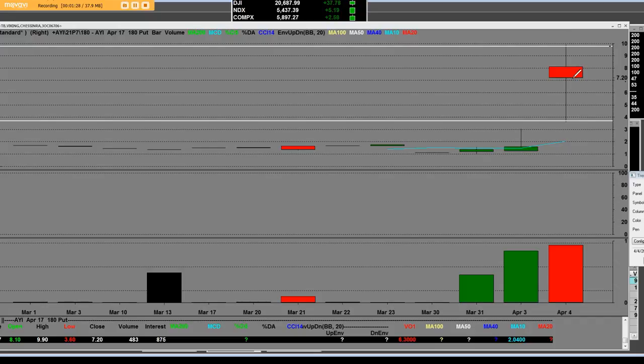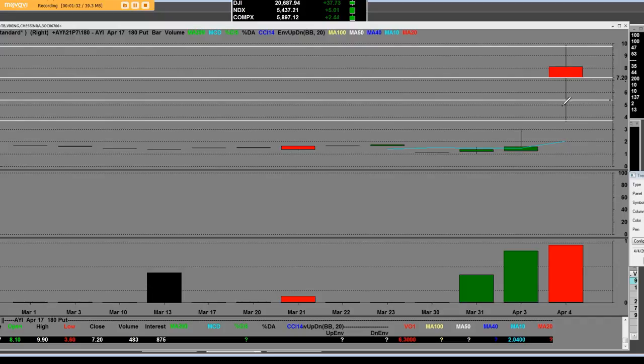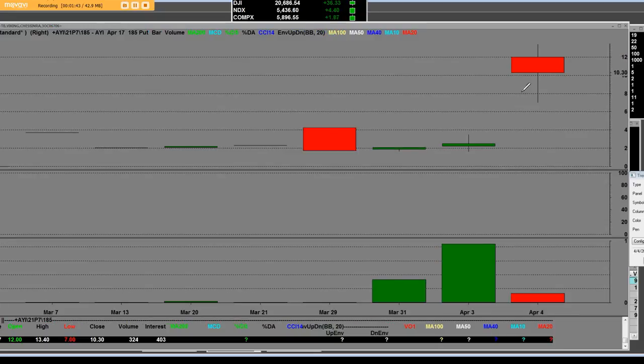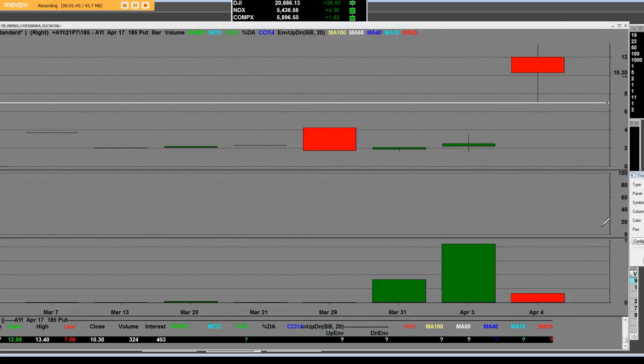And this is a daily put chart. This is a daily earnings move that caused these put options to spike considerably up here on the high of the 180 put in the money. Now, let's take a look at the 185 put. Once again, this one here had a low of $7 and the high was $13.40.